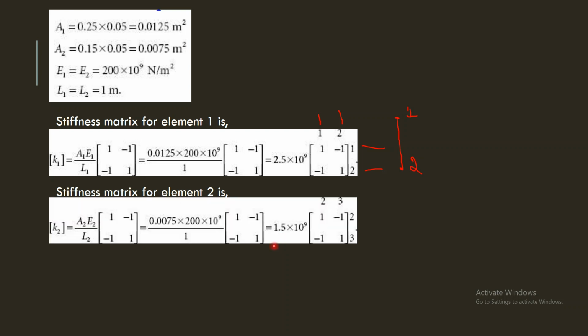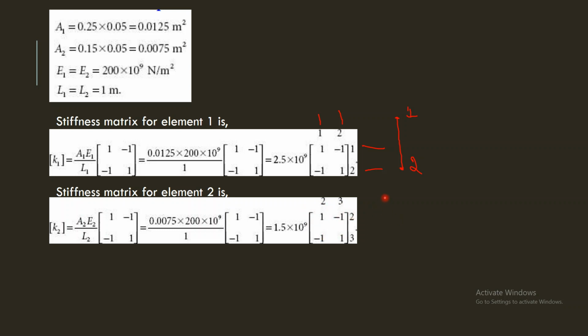matrix. So that's where I'm going to get, substituting A2, E2 and L2. A2 is 0.0075 meter square. I'm maintaining meter square as a common unit. E2 is 200 into 10 raised to 9 divided by the length L2, that is 1 meter. So if I substitute all these, I come across 1.5 into 10 raised to 9 and minus 1, minus 1, 1.